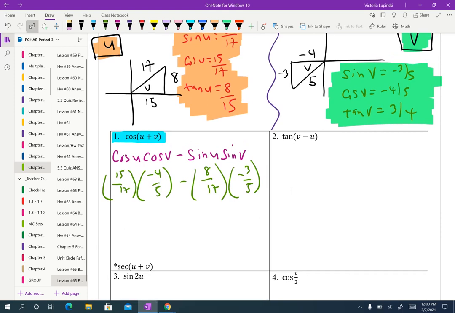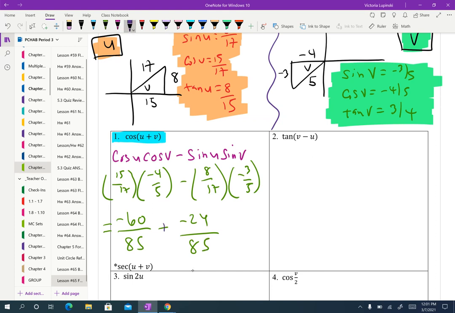Notice how the denominators in each case is 5 times 17. That's good. That should always be the case. So if you go ahead and multiply the first fraction, 17 times 5 on the bottom, that's 85. Negative 4 times 15, that is negative 60. Minus, in the numerator, 8 times negative 3 is negative 24. 17 times 5 is still 85.